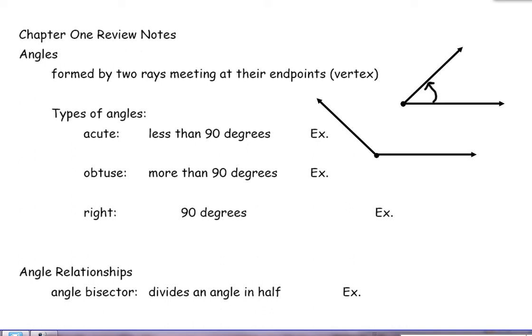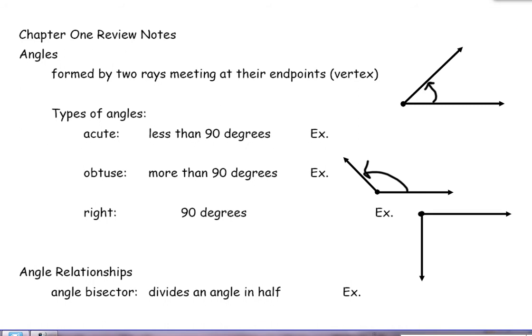Obtuse is when you have, let's bring this down here, an angle whose opening is greater than 90 degrees. Once again, as your reference point, here's roughly 90 degrees, and since my angle went past that, then I'm looking at an angle greater than 90 degrees. And then you have your right angle, and that's an angle that is exactly 90 degrees. And we know something's 90 degrees when you see that box there. It tells us that that's exactly 90 degrees.